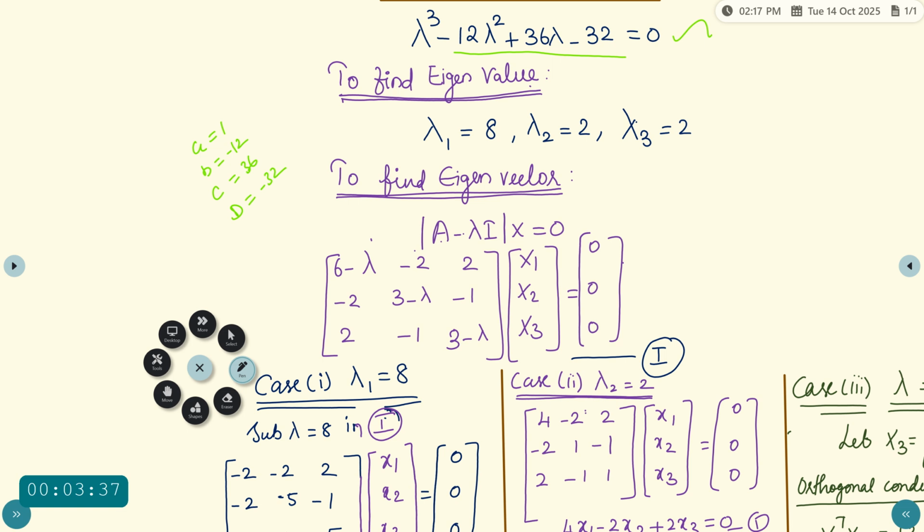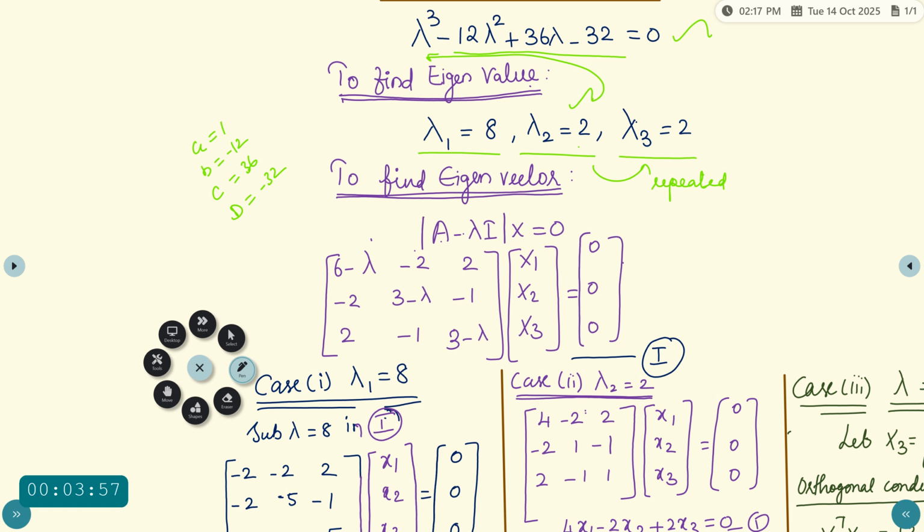You get the answer as the lambda values. Lambda 1 is 8, lambda 2 is 2 and lambda 3 is 2. When your calculator shows that lambda 2 is 2, again you go to the equals key. So the last value is repeated. Last value is repeated. Now you understand?